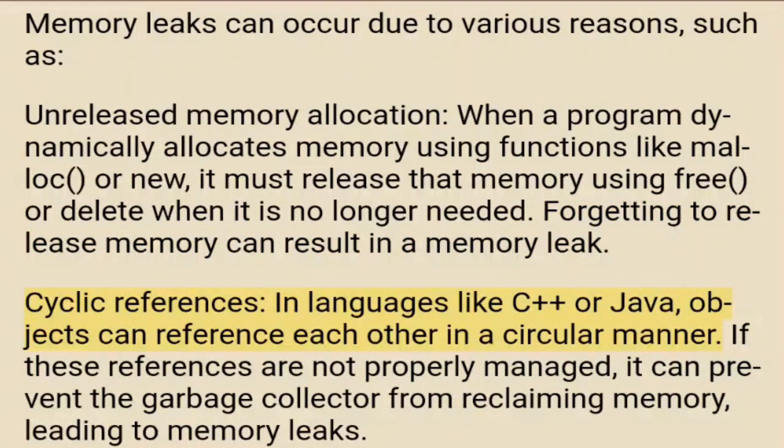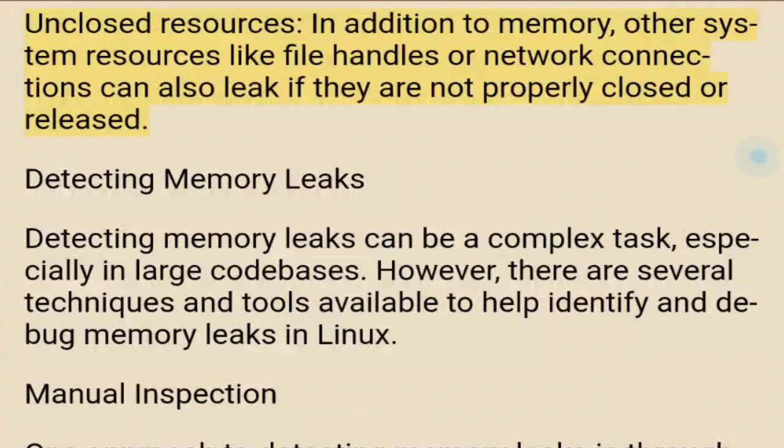Cyclic references. In languages like C++ or Java, objects can reference each other in a circular manner. If these references are not properly managed, it can prevent the garbage collector from reclaiming memory, leading to memory leaks. Unclosed resources. In addition to memory, other system resources like file handles or network connections can also leak if they are not properly closed or released.